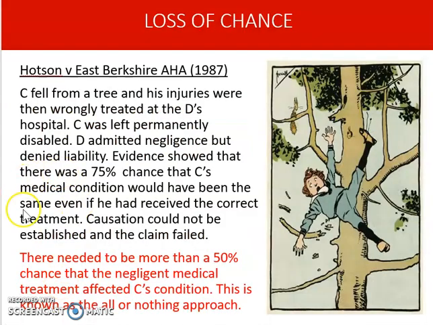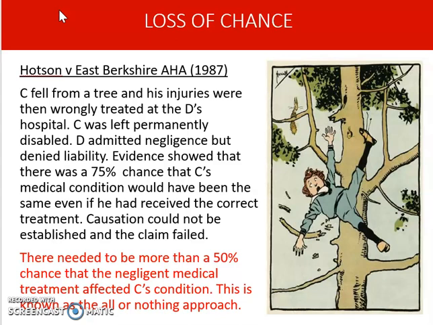Another interesting case on this issue of multiple causes is something that we call loss of chance. And this is illustrated in the case of Hodson. And this is where the claimant was a young boy who fell from a tree. And he went to hospital and he was given incorrect treatment and he was left permanently disabled. Now, the defendant hospital admitted negligence, but they denied liability. And they said, yes, we were negligent, but we were not the factual cause of this permanent injury.